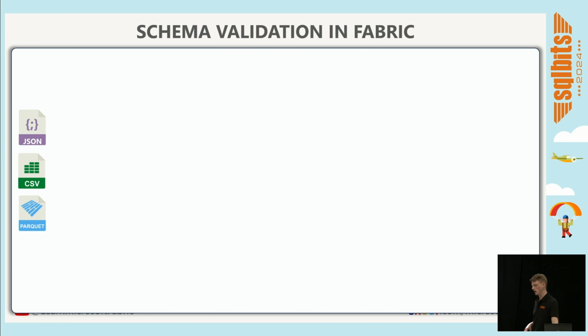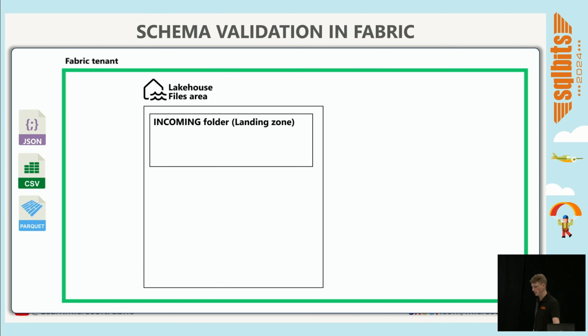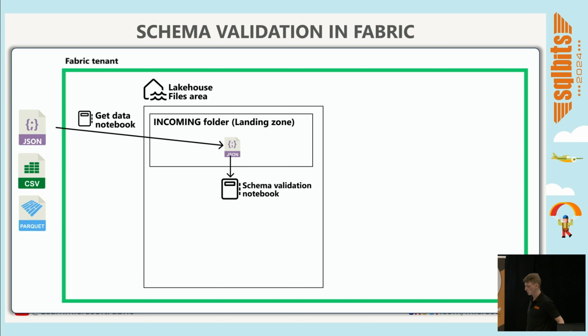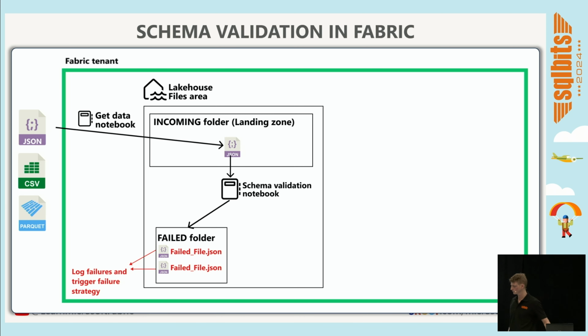So here's what this could look like. You've got some files, Fabric tenant, Lakehouse files area. Put that in there. Can be a notebook, data pipeline, data flow. Maybe not data flow, actually. From there, we're going to read in that file into our schema validation notebook.